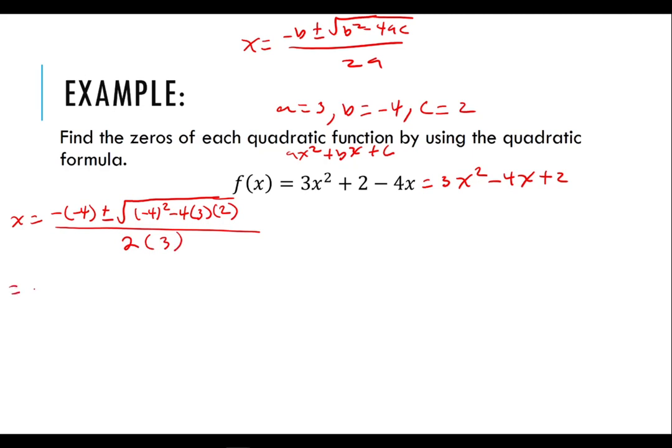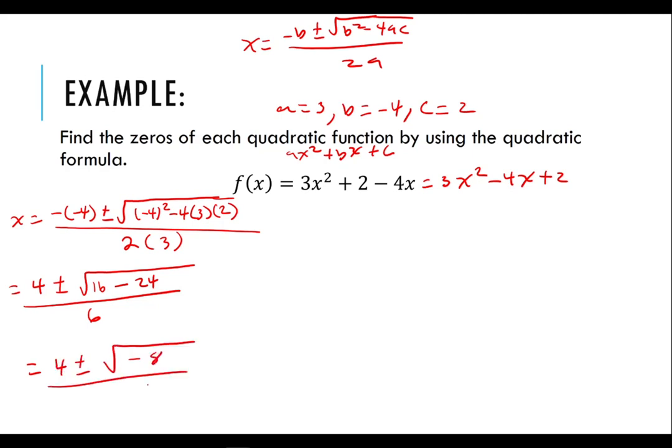So then we get this is positive 4 plus or minus the square root of 16 minus 24, all over 6. Then notice that what's going to happen is we get 4 plus or minus the square root of negative 8, all over 6. At this point, remember that this is not a real number. And if we're only looking for the real solutions, this has no real solution.